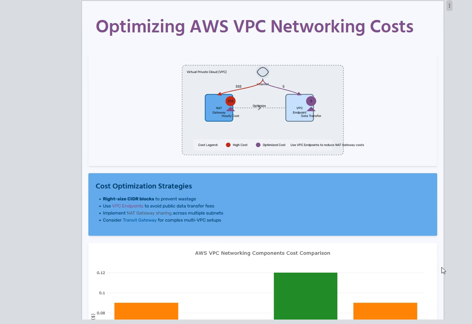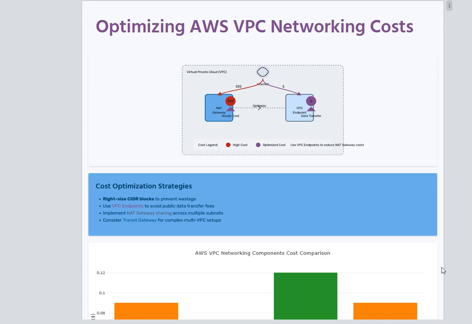So use right size and keep room for expanding. Use VPC endpoints to avoid public data transfer fees. So keep traffic inside the AWS network to make sure you don't have data transfer fees, as you're paying when data goes through the internet.